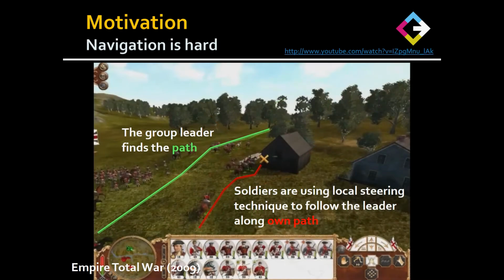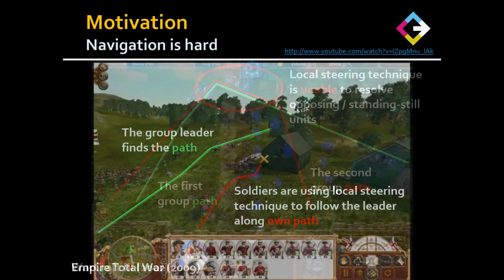Next example is from Empire Total War. Here we have a cavalry moving forward. If you want the group navigation to look organic, you can have soldiers synchronizing on a leader. Thus, the leader finds a path and all other units will try to follow the leader. Unfortunately, soldiers are using a local steering technique, which can get them stuck. If you fail to code your stuck detectors well, or the unit gets stuck again after replanning, you are doomed. So here the problem is the combination of a local technique with problematic environment features.